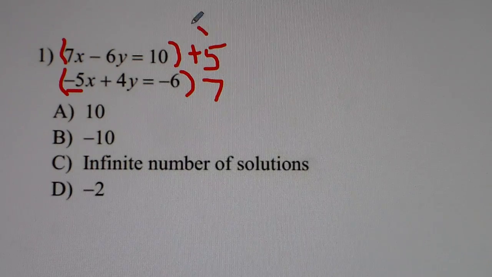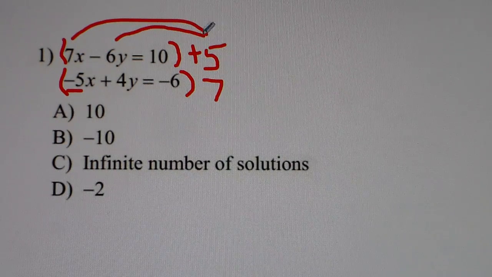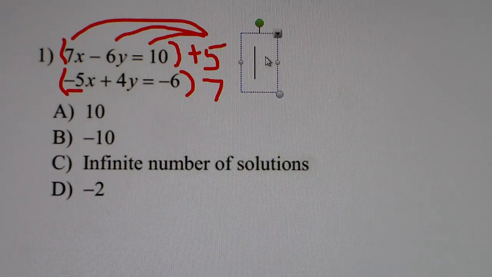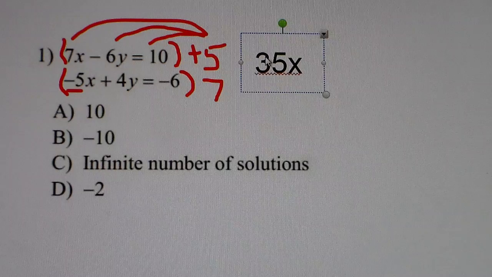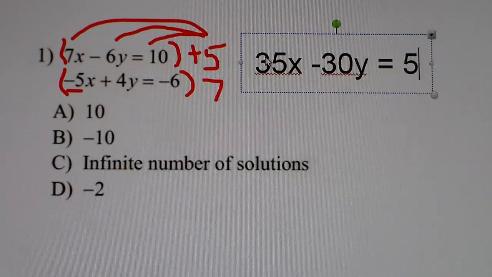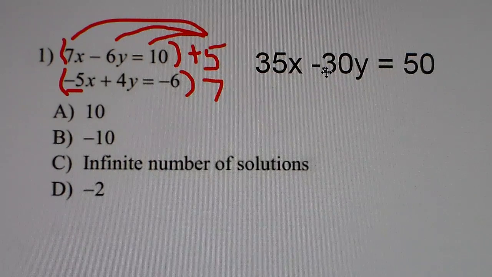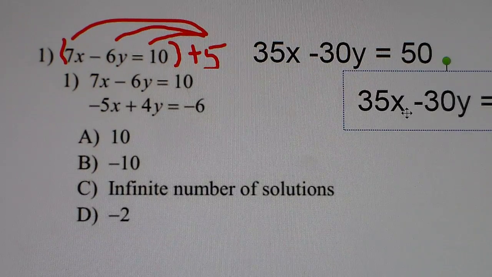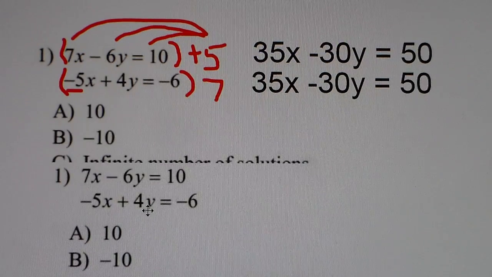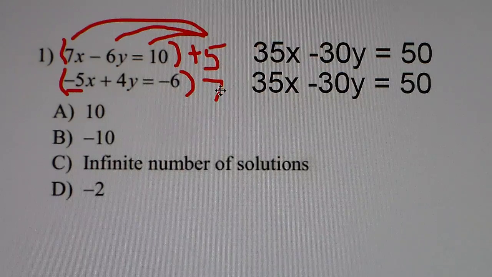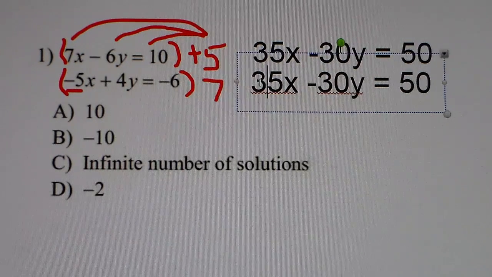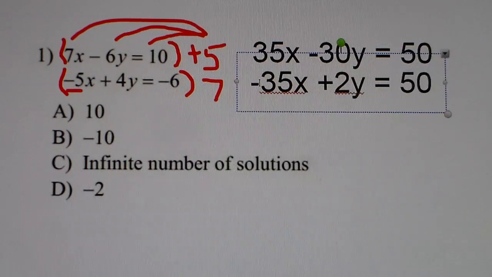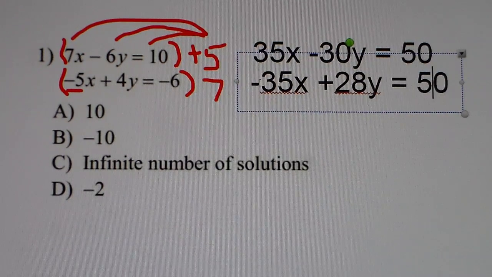Now, once we do that, we then multiply or distribute to each one of these terms. So it'd be 5 times 7, which will get you 35, and I'll type it so it's nice and neat. So we're going to have 35x minus 30y equals 50. That's our new top line. Our new bottom line is going to be 7 times negative 5, which gets us negative 35, 4 times 7 gets us 28, so that's a plus 28y, and negative 6 times 7 gets you negative 42.